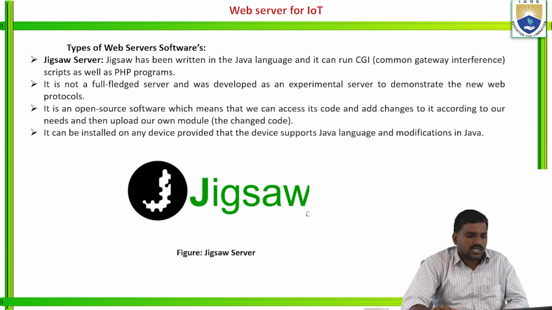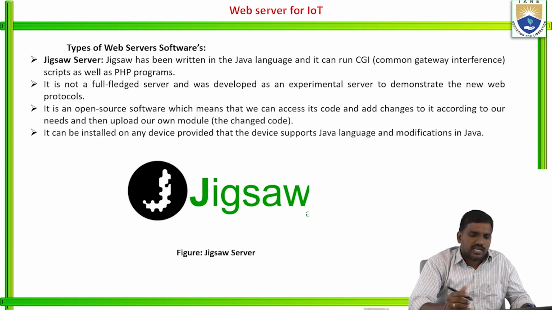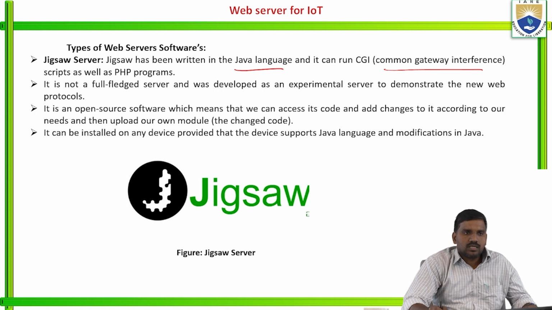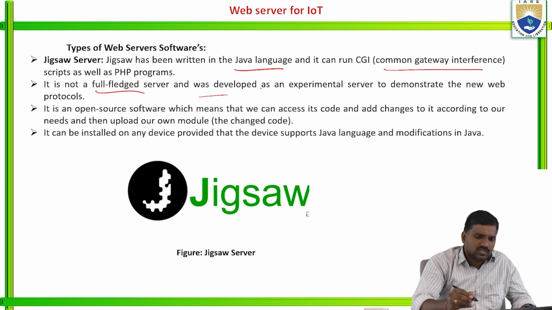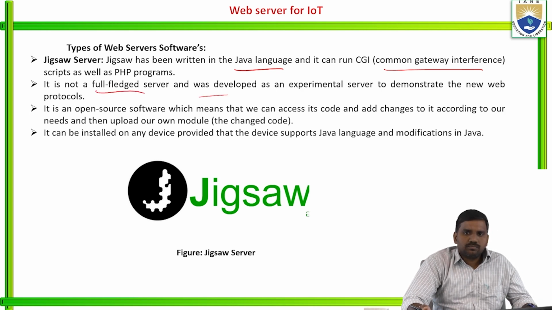Next one, the last one, the Jigsaw server. Jigsaw is written in the Java language. It can run Common Gateway Interface scripts as well as PHP programs. Every browser has one source code to run, like Java, Python, whatever the languages are. So the Jigsaw server is based on the Java language only. It is not a full-fledged server. It was developed as an experimental server for the new web page protocol. It is open source, which means that we can access its code and make changes according to our needs, then upload our own module.